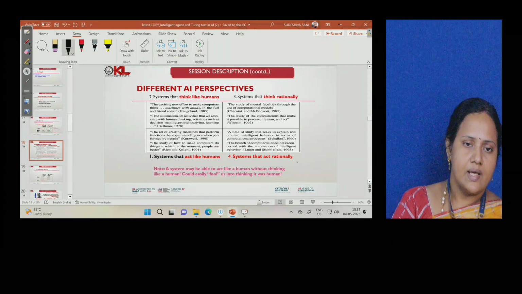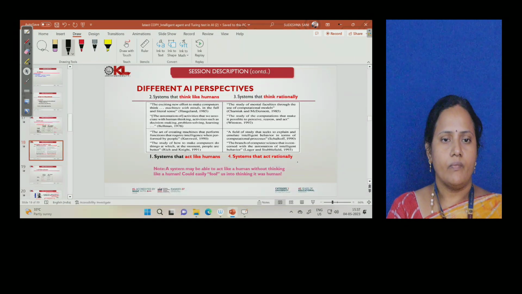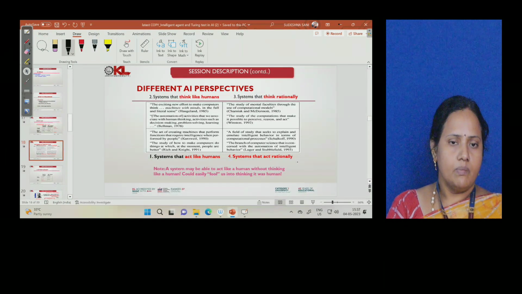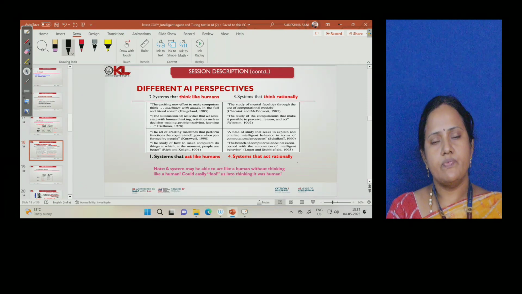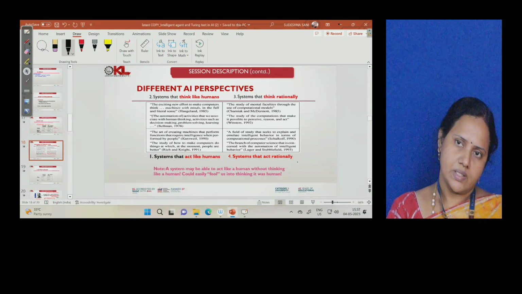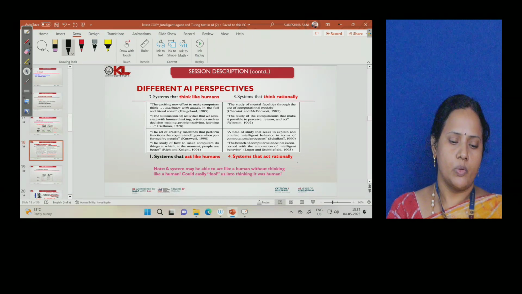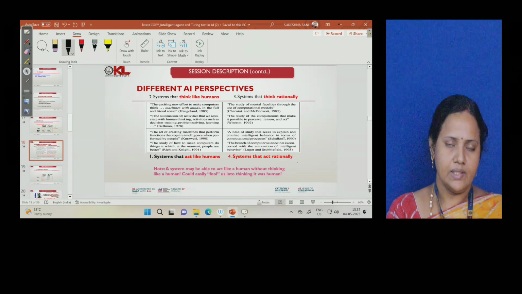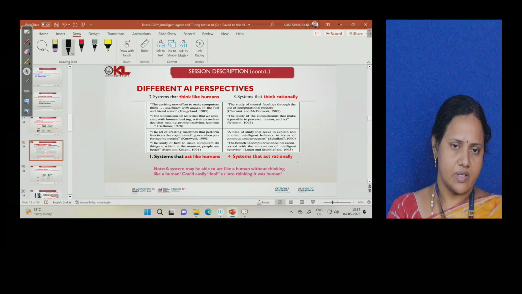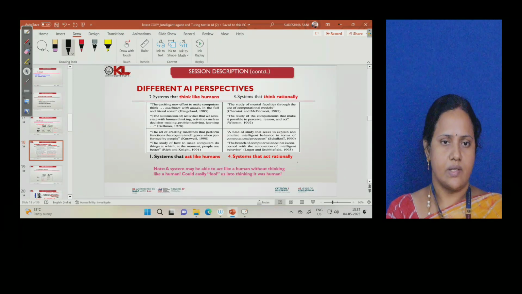We can say it is the study of how to make computers do things at which, at the moment, people are doing better. That means whatever things a human being is doing, the aim or the future of AI is that it will make computers do the same things in a much better way. That is the future, or the task, of artificial intelligence. That is how the scientists are working towards it.